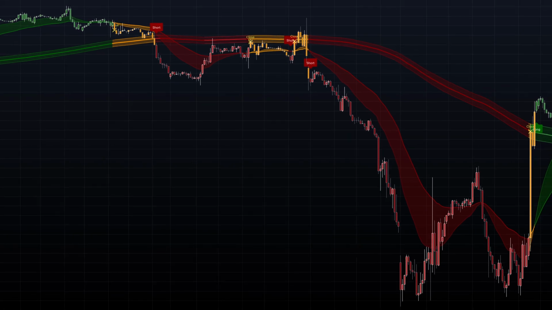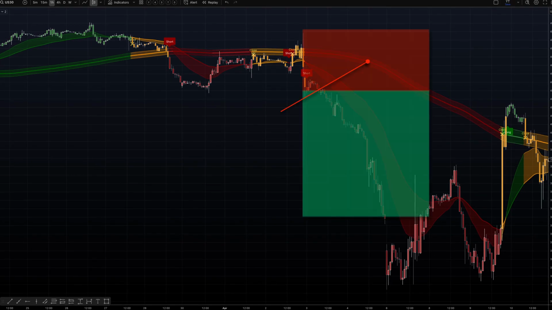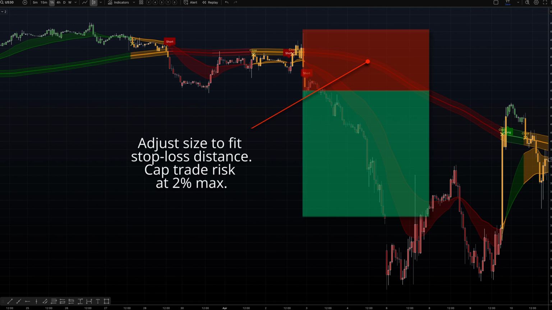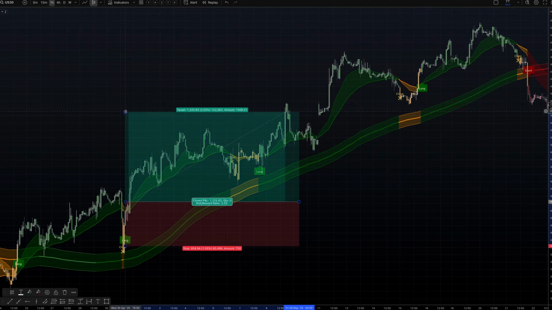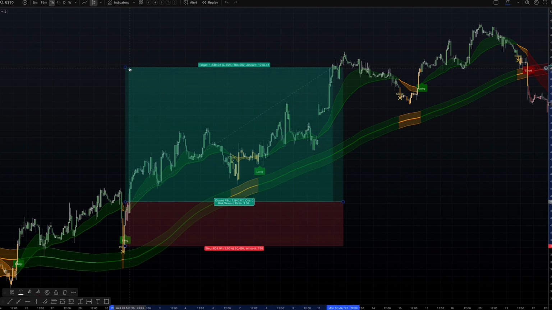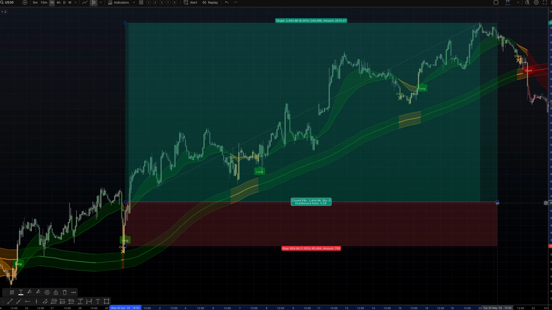Solid risk controls turn the Mix 1 strategy into a reliable tool. Risk per trade should remain under 2% of account equity, adjusted based on the stop-loss distance. This keeps exposure consistent across varying market conditions. The strategy typically targets 1:2 to 1:3 risk-reward ratios. In strong trends, extending to 1:4 may be justified.